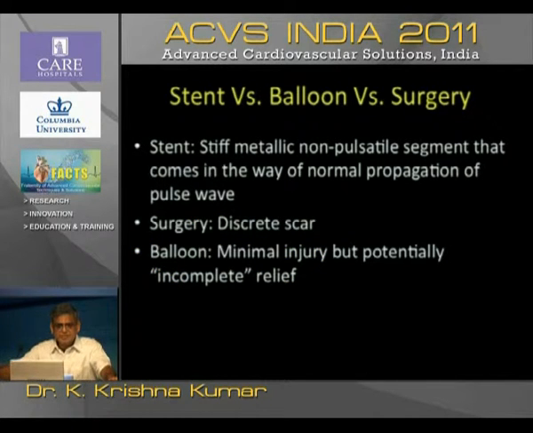It's purely in terms of intuition: stents are stiff, metallic, and the length of the stent could be quite long in some situations, and that segment is not going to pulsate, and it's going to come in the way of propagation of the normal pulse wave that goes down from ascending to descending aorta. In surgery, this area of relative stiffness is the discrete scar of the surgeon, of the site. And in balloon, perhaps there is minimal injury, but there is potentially incomplete relief. So I don't know if there is very much by way of choice, particularly between balloon and stent.